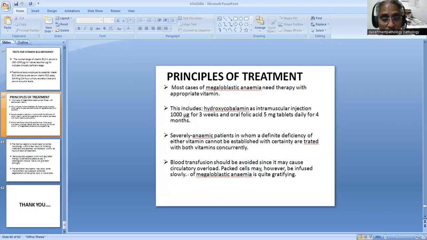So as I told you, if it is diagnosed at an early stage, then it responds very well. But if there is subacute combined degeneration of the spinal cord, then treatment is not very effective. Thank you.